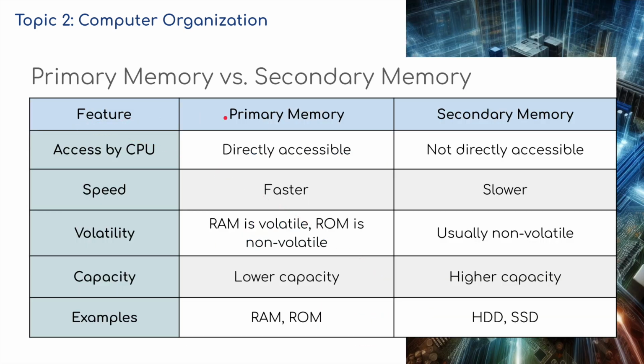So, what are the differences? Well, primary memory has direct access by the CPU, whereas secondary memory hasn't. Therefore, it's faster. Volatility: RAM is volatile, ROM is non-volatile. And usually, secondary storage, most of the time, is non-volatile. Capacity: generally a low capacity, 32, possibly 64 gigabytes in terms of RAM, but for secondary memory, we're working in terabytes now. Examples include RAM and ROM for primary memory, and for secondary memory, the hard disk drive or the solid state drive.